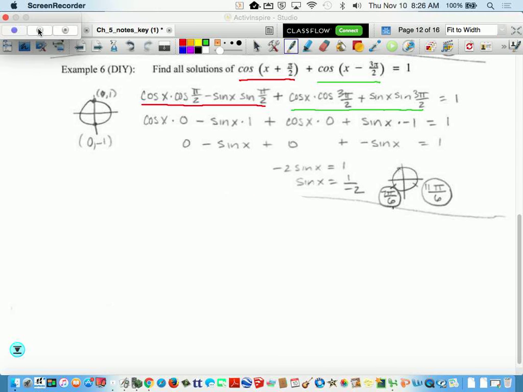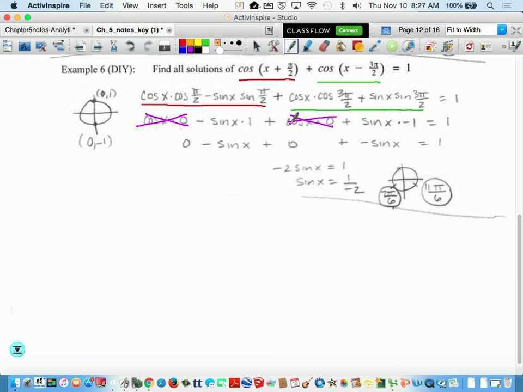So cosine of pi over 2 is at the top of the unit circle, which you have not moved left or right, so your cosine is 0. So that's going to wipe out this term. And then you have this negative sine of x. And then over here, cosine of the 3 pi over 2 is also 0, so it's going to wipe out this term, right? And so you end up with a negative sine and a negative sine, and that will be your negative 2 sine of x. And so at the very end, you're asking the question, when is sine negative 1/2?